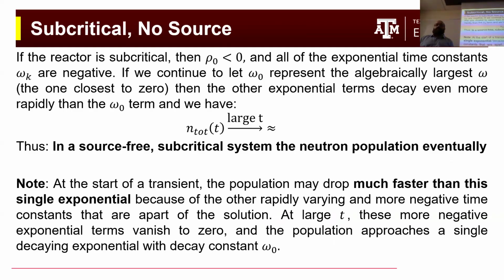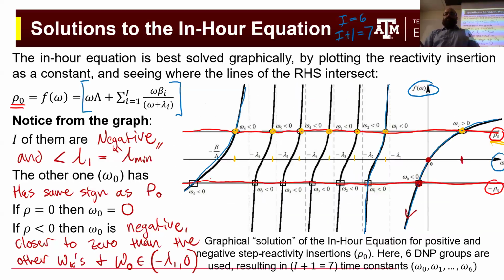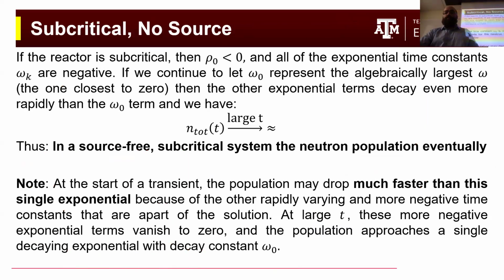So let's first consider that the reactor is made to be subcritical. If we make the reactor subcritical, it means that we have a negative reactivity insertion. And if the reactivity insertion is negative, then all of the omegas, all of those time constants, are going to be negative. Going back to this picture, omega 0 is going to be negative too, but it's going to be the least negative of the time constants.